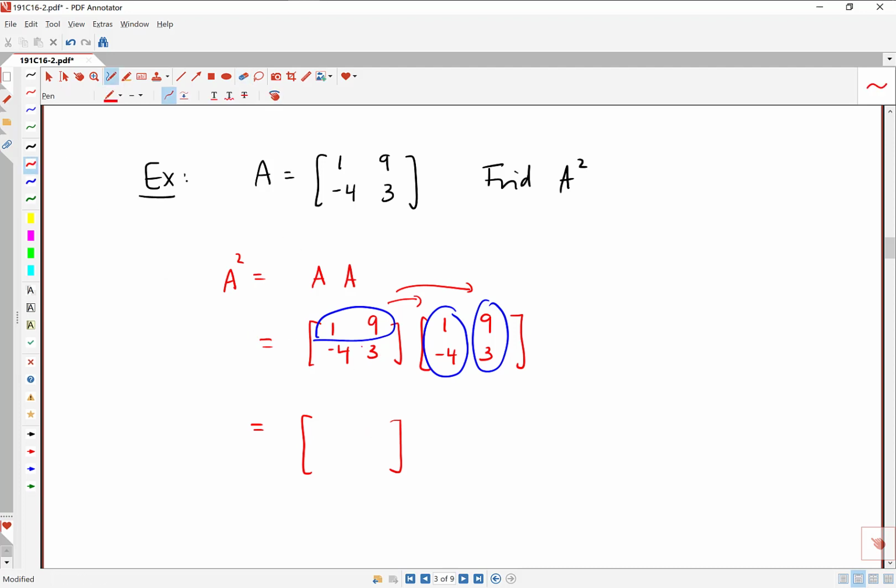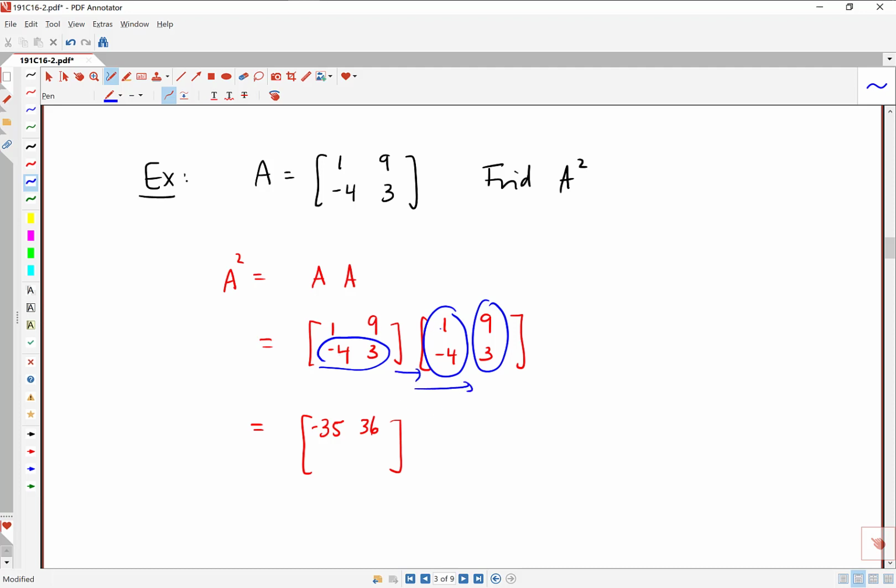Okay, so let's try our dot products. 1 times 1 plus 9 times negative 4. That's going to be negative 35. And our second dot product, 1 times 9 plus 9 times 3, is going to give us 36. For the bottom row, I'm going to be working with the bottom row of our first matrix and doing some dot products with the various columns there.